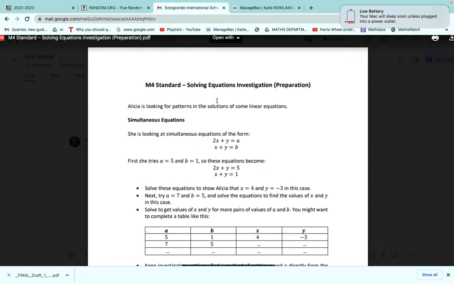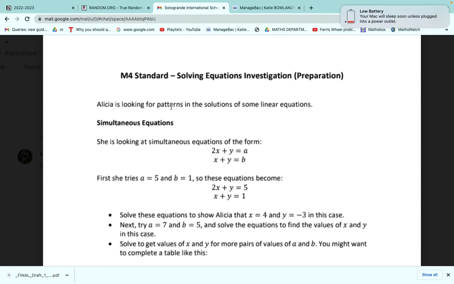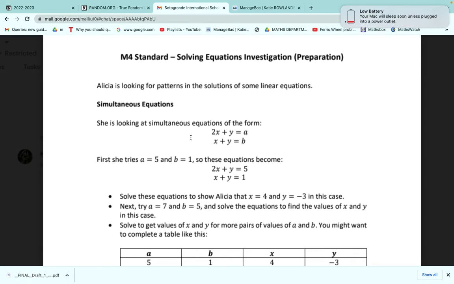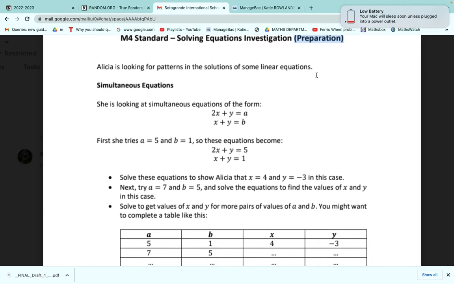In this investigation preparation lesson, we're going to be investigating solving equations. Specifically, we're going to look at simultaneous equations. We're going to have a preparation lesson today, and then next lesson we'll do this kind of investigation but in one lesson. So this is to do with Alicia, and she's looking at the simultaneous equations.